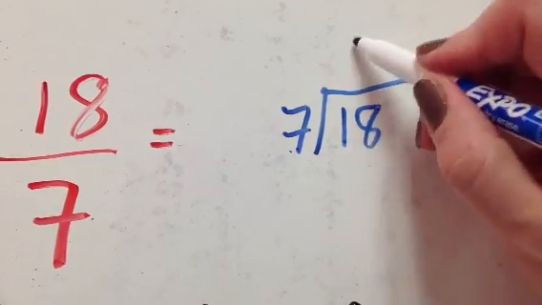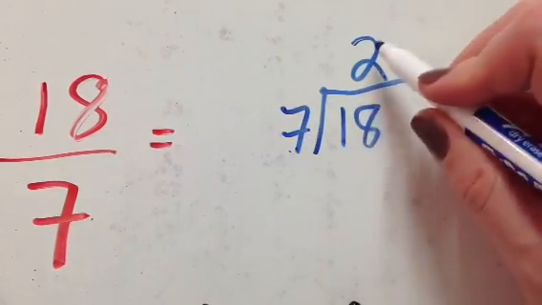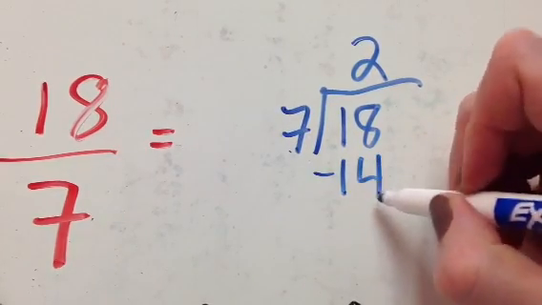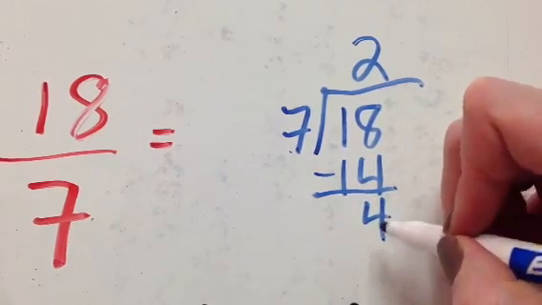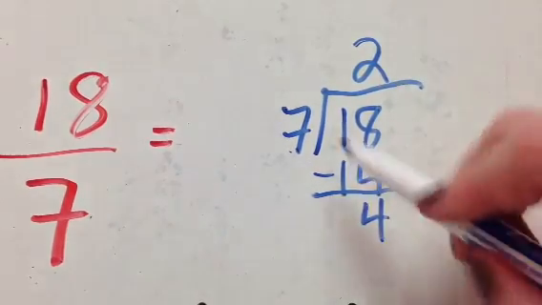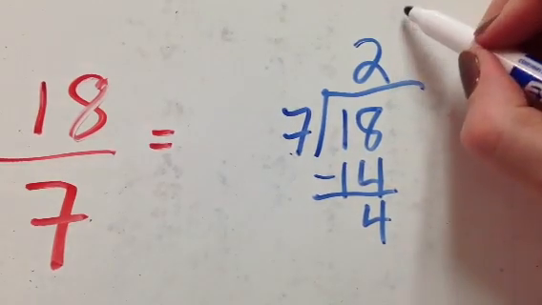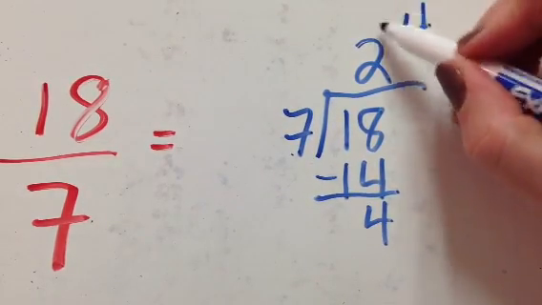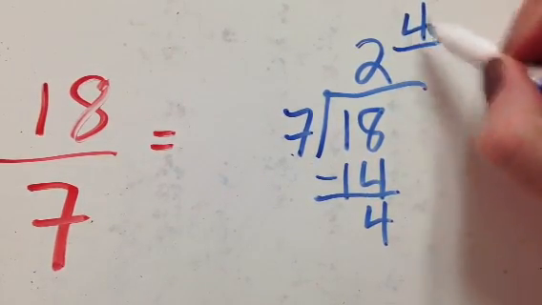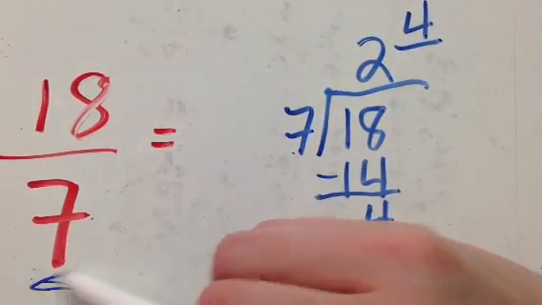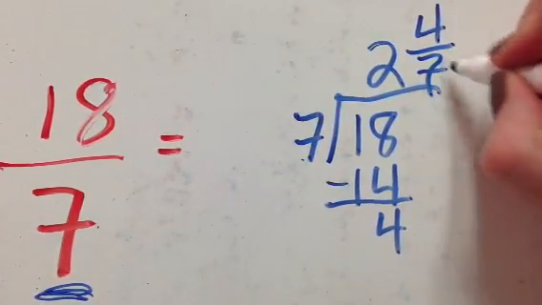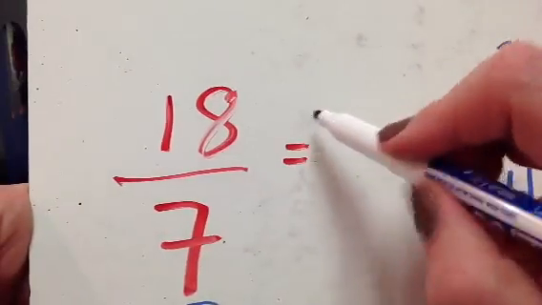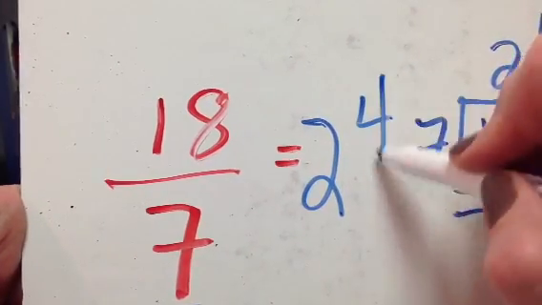7 can go into 18 2 times. 7 times 2 is 14. I'm going to subtract. I have 4 left over. So I bring my remainder up, only instead of writing remainder 4, I write him as the top number of my fraction. And remember that the denominator stays the same. So my answer here is 2 4/7.